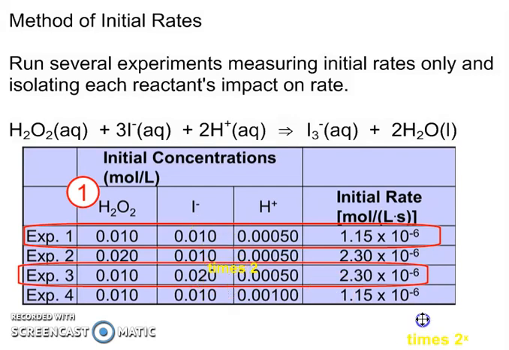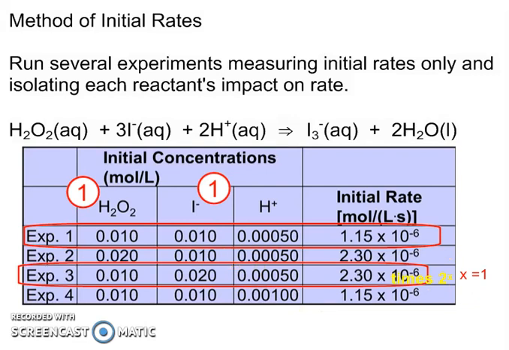So that means for the rate, we're looking at that to be times 2 to some exponent. And we want to figure out what that exponent is. And again, it looks like the rate has doubled when our iodide has doubled. So the x value for this one is also 1. And so we would say this is first order with respect to the iodide ion, because doubling iodide while keeping everything else the same, doubled the rate, that's proportional. That means the exponent in the rate law will be a 1.